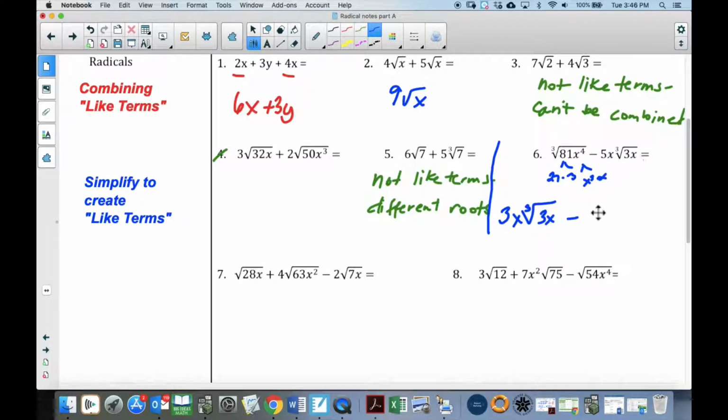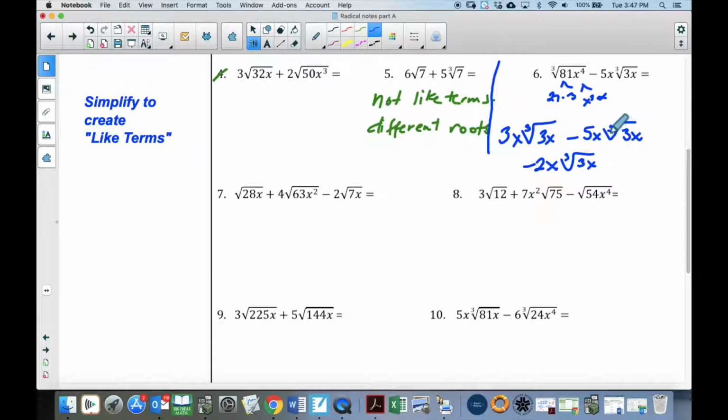Now this one is already simplified as far as it can go. So now I have like terms, and I just need to simplify those by adding them together. So I get a negative 2x times the cube root of 3x. And again, the main point on that problem was to simplify it so that you have like terms, and once you have like terms, then you have your final solution. You can actually combine those now.